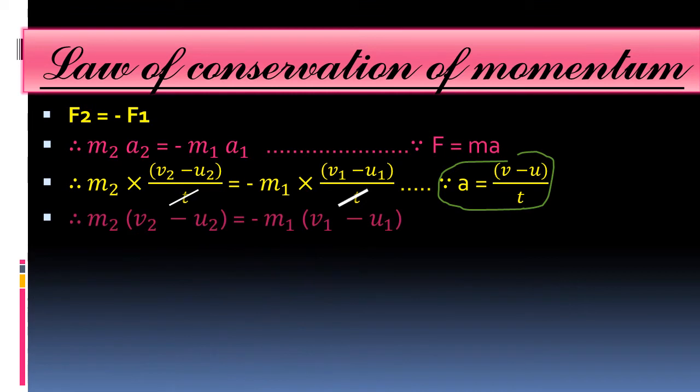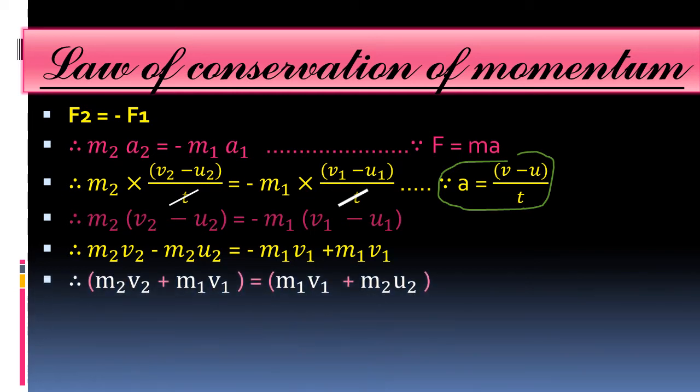Okay, so in the next step we have only m2 multiplied by the bracket v2 minus u2, which is equal to minus m1 multiplied by v1 minus u1. Now in the next step we just have to open the bracket, that is, we will multiply m2 with v2 and m2 with u2. So the next step is so simple. Now it is equal to minus m1 v1 plus, minus minus will get plus, so the sign will change here.